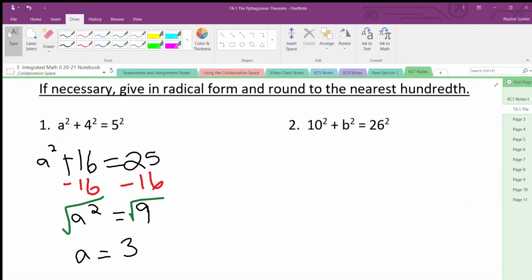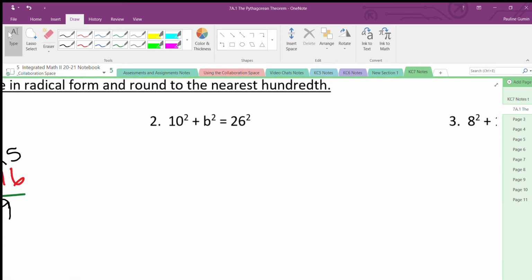Onwards we go. Let's try out number 2. Once again, let's simplify. 10 squared is 100. We don't know what b is. 26 squared is, oh boy, 676. Let me double check. Yep. Okay, good. Let's solve for b by subtracting.